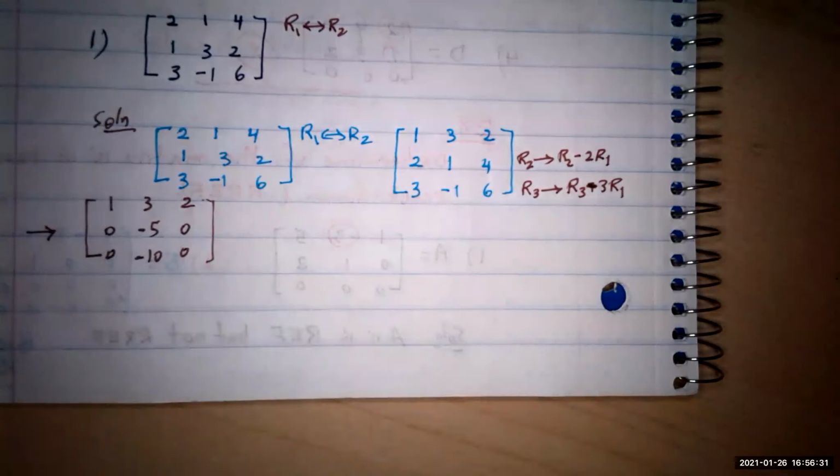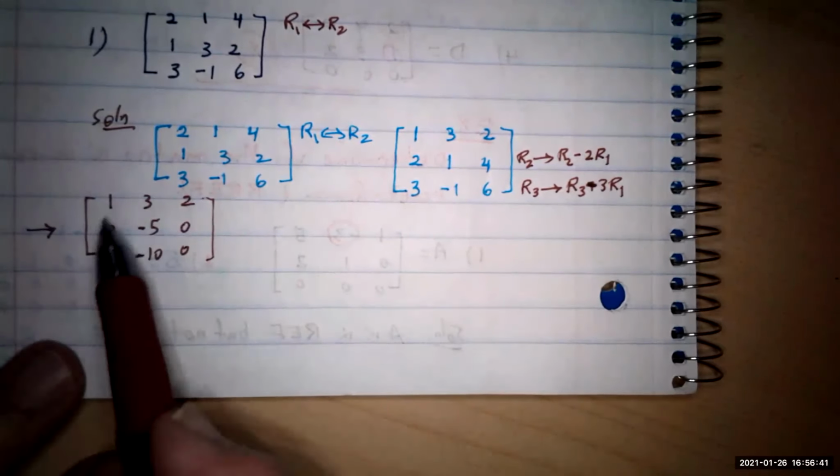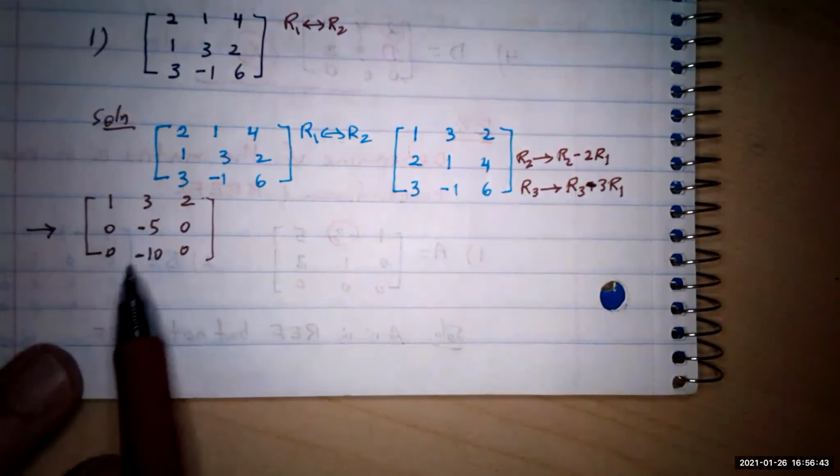Okay, so that was an easy one. We get this information quickly. Okay, so there you are. So we take care of the first column. It's a leading 1, 0, 0. We go to the next one.